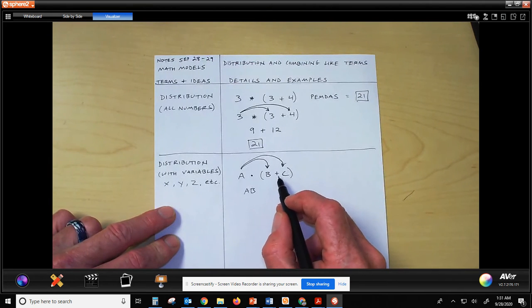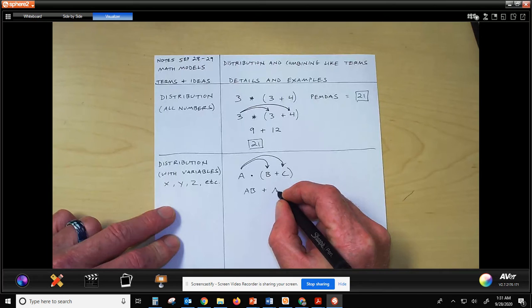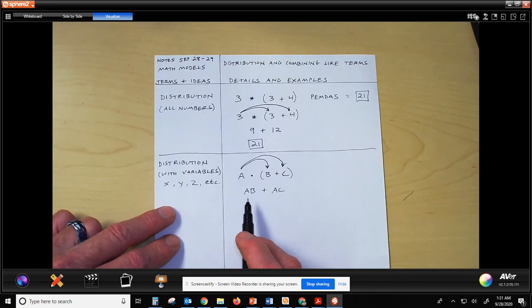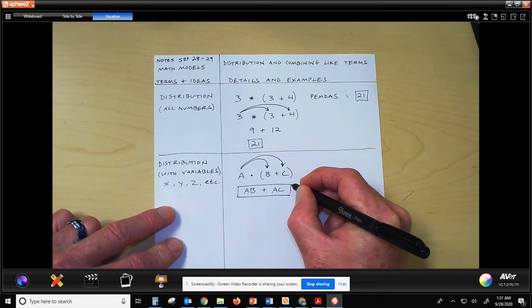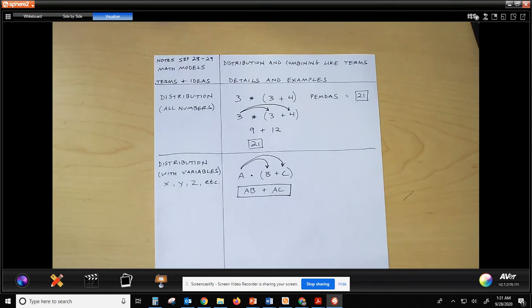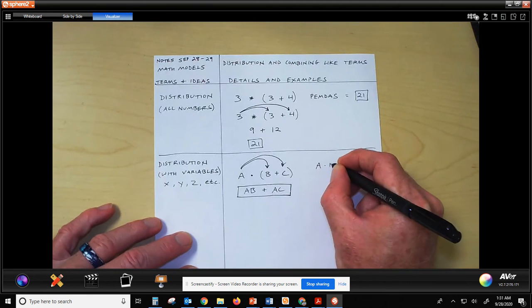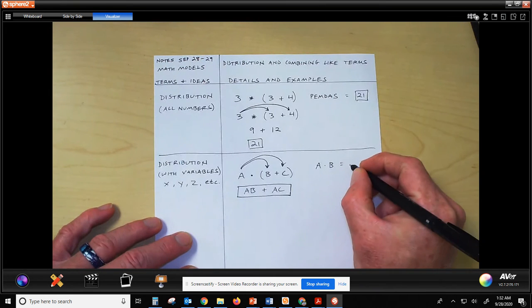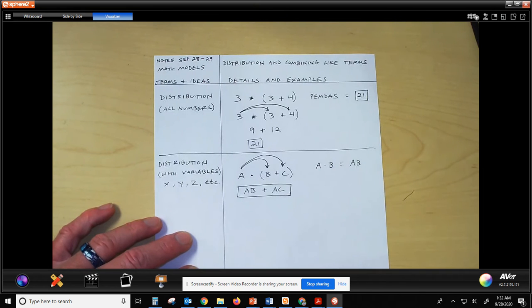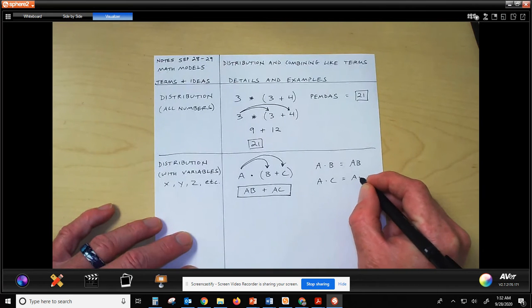AB plus, this is a positive, A times C, AC. And this is as simple as we can get. This is my final answer. If I don't know what numbers these letters stand for, that is as simple as I can get. Out to the right, let me write A times B. That is what we did. And when you have two letters that multiply, they will simplify in math and they will write them next to each other. A times C will be AC.